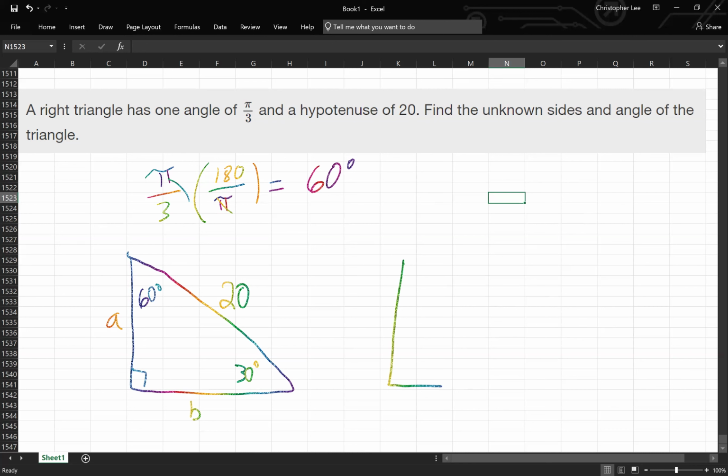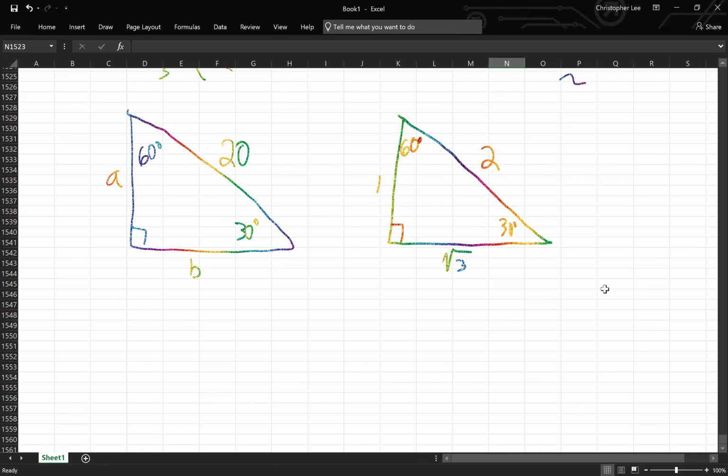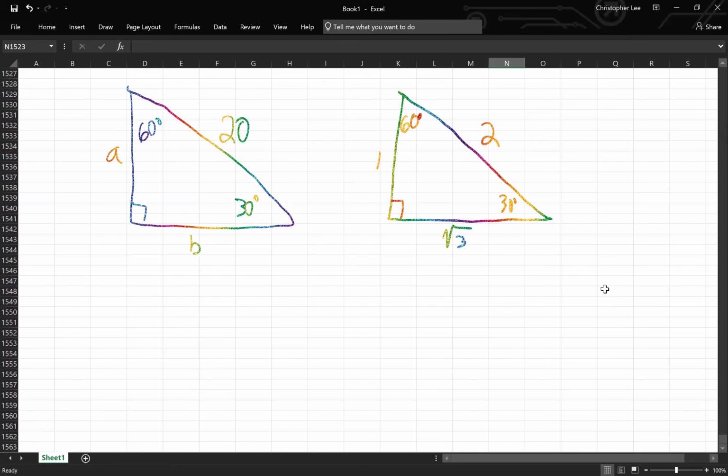I have a similar right triangle where 60 degrees, 30 degrees, and 90 degrees were all similar. Opposite the 30-degree angle was 1. Hypotenuse is 2. And then opposite the 60-degree angle was radical 3. Very simple, right? I like to avoid the radicals when I'm doing these. So I'm going to do leg A with hypotenuse 20. So A over 20 is equal to 1 over 2.